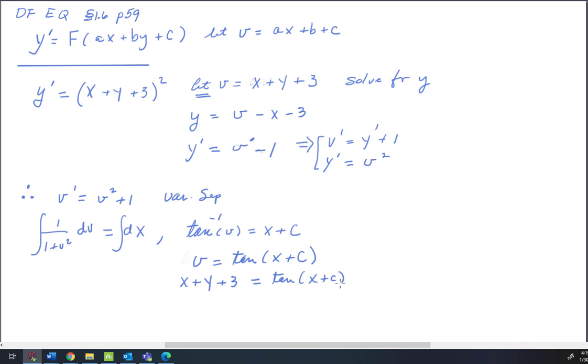x plus c, or y is equal to tan x plus c, that got up a little high, didn't it? Sorry about that. And then transpose these, so minus x minus 3. And this has an arbitrary constant in it because this is a general solution.